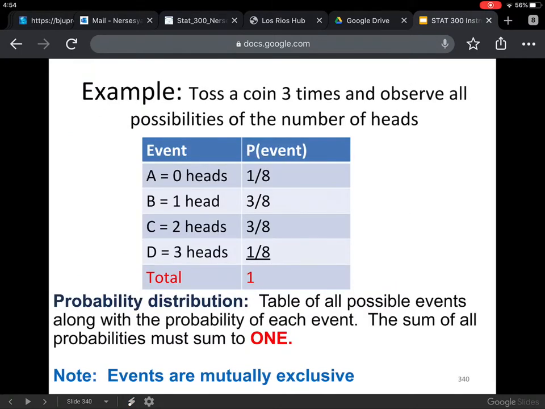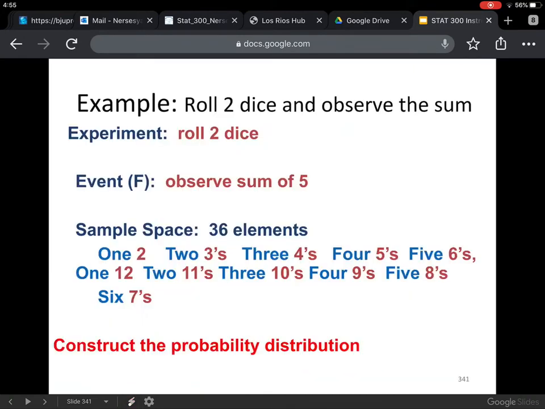And this is something called a probability distribution. Here's a table of 0 heads, 1 heads, 2 heads, or 3 heads out of 3 coin tosses. And the probability distribution is a table of all possible events along with the probability of each event. The sum of all the probabilities must equal exactly 1. If it doesn't, then what you have in front of you is not a probability distribution. Please note the events are mutually exclusive, right?